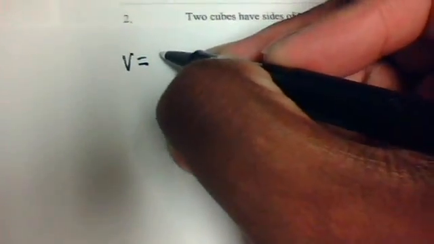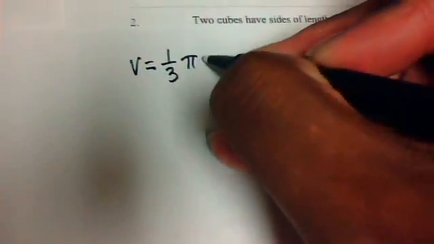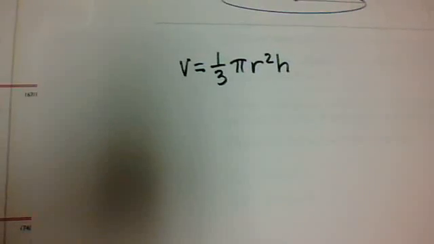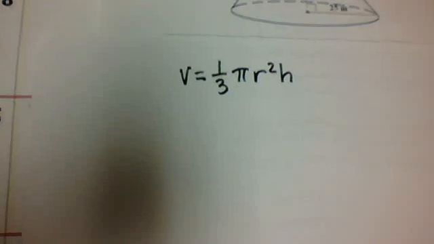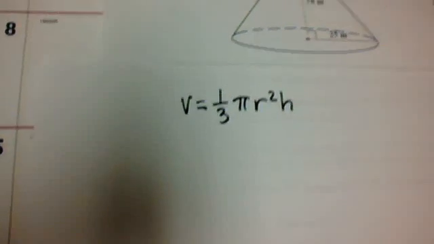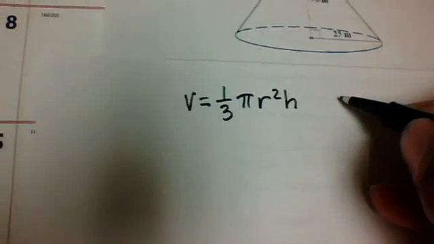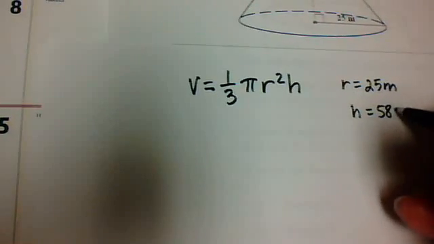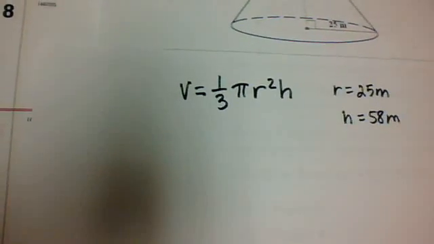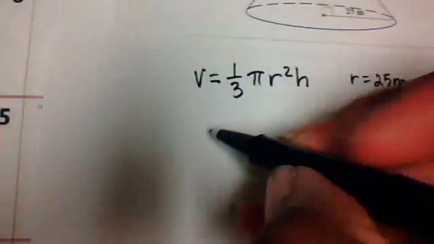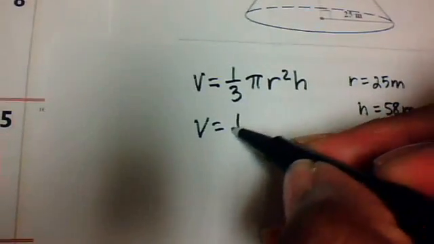And that volume is going to be 1/3 pi times the radius squared times the height. And we're told to leave the answer in terms of pi and write it as a fraction if at all possible. Now the radius is 25 meters and the height was 58 meters. Okay, so here R is the radius, and H is the height, so we'll just replace R and H with those numbers.